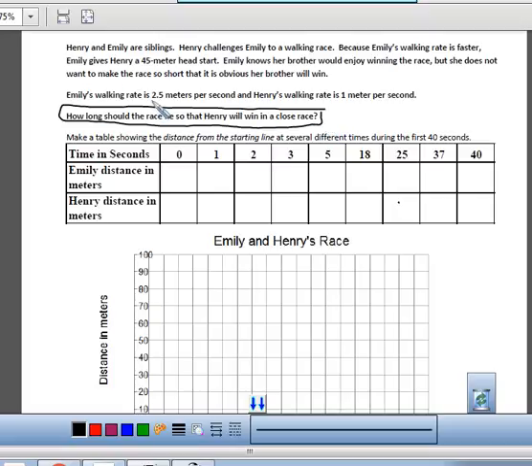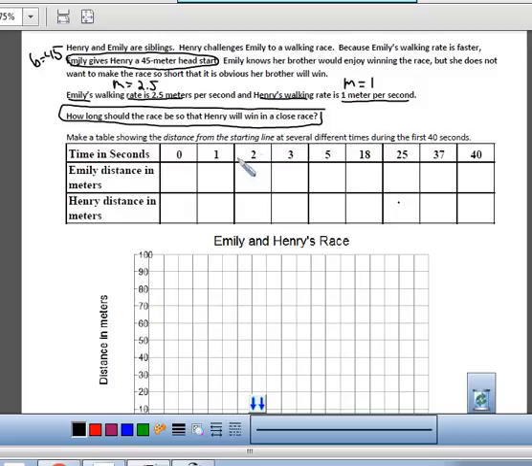Some important information. We have Emily's walking rate, which is 2.5 meters per second. So that's her m. m equals 2.5. Henry's walking rate is 1 meter per second. That's his m, and that is 1, or 1 over 1. The other thing that's important is Emily gives Henry a 45-meter head start. That is actually going to be the b for Henry.